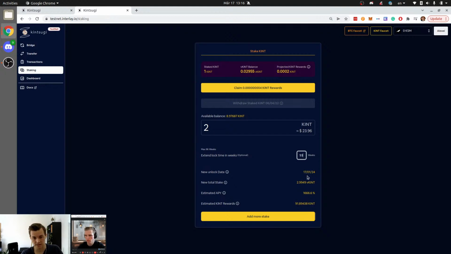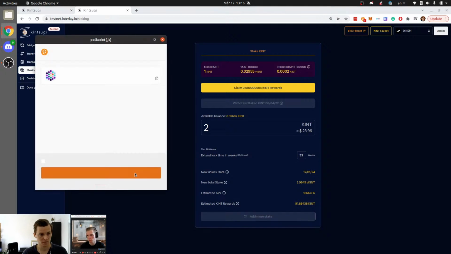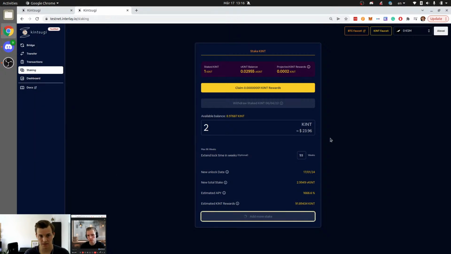My new total stake is 2.9 vKINT, and the estimated APY is also now higher because I have now staked for much longer. My amount of vKINT is higher, and so then I also can see my estimated rewards. Again, these are merely estimates and can change on the fly. So let's sign this transaction and then observe what will happen with our balance.